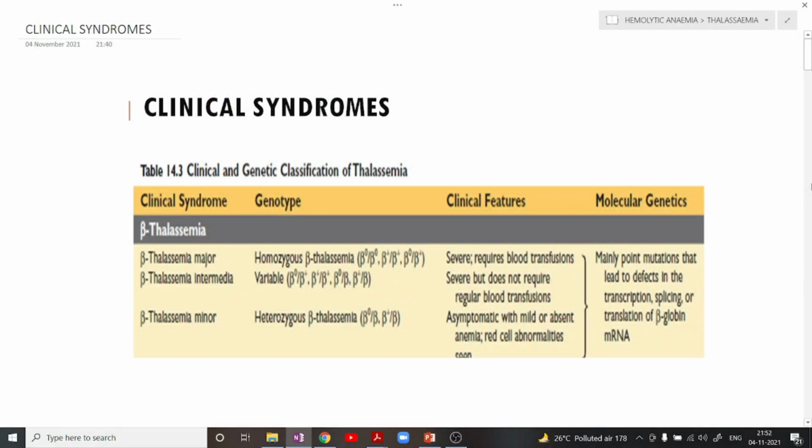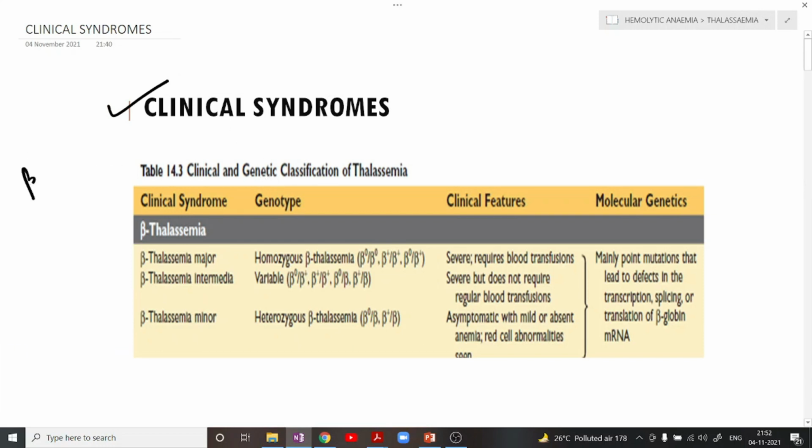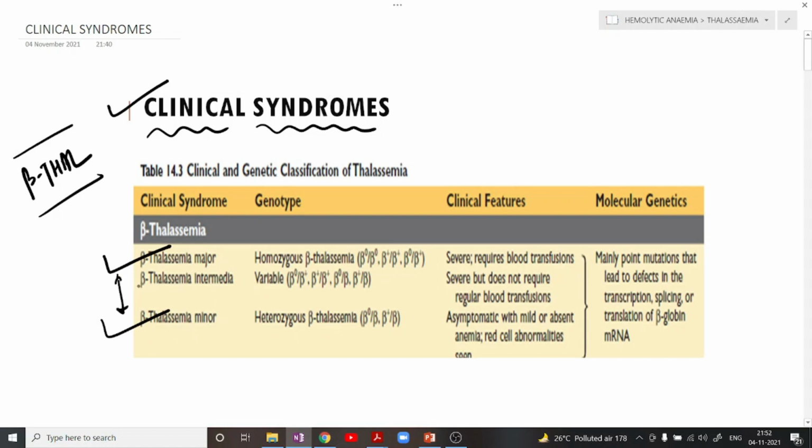Now we are going to discuss the clinical syndromes in thalassemia. We are reading about beta thalassemia, and we have read in detail about the etiopathogenesis of beta thalassemia. Now we are going to understand what are the clinical syndromes present in beta thalassemia. There are three clinical syndromes. One is beta thalassemia major, one is beta thalassemia minor, and in between the two is beta thalassemia intermedia.